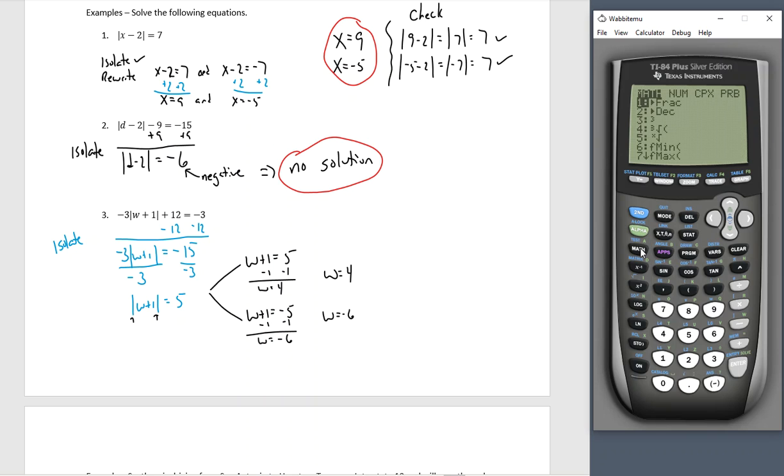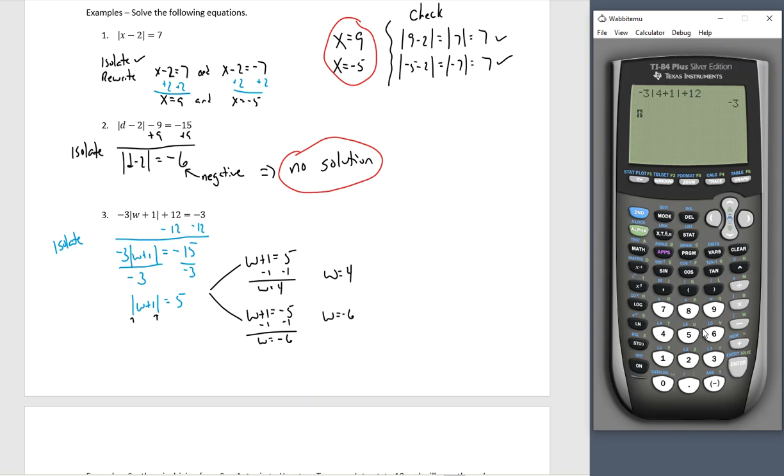I'm going to go to math, and I believe it's over at number. Yes, ABS, absolute value of 4 plus 1. Come out of the absolute value, plus 12. Hopefully this equals negative 3. Let's see.